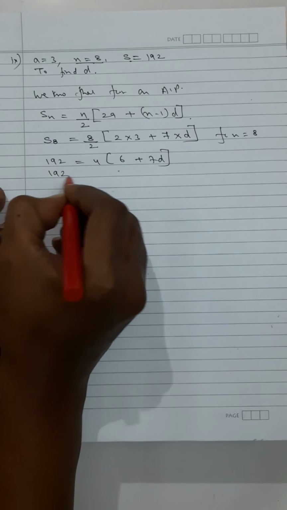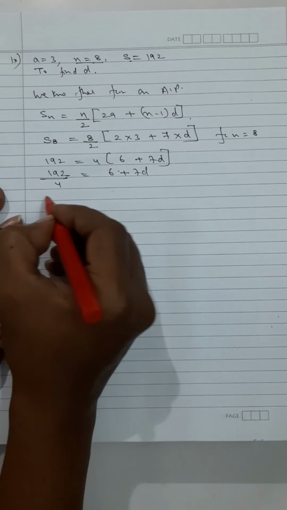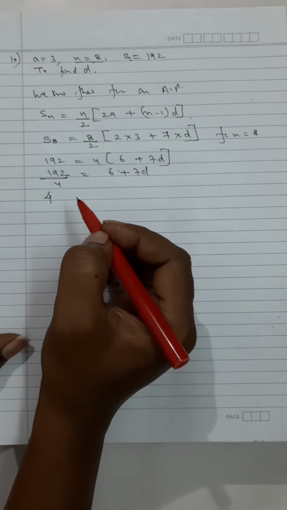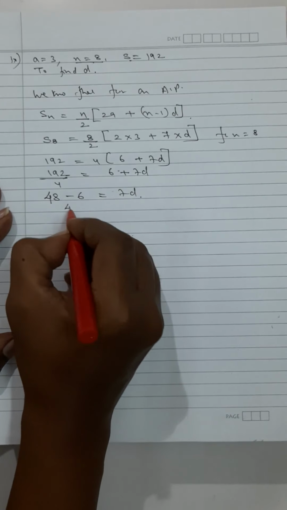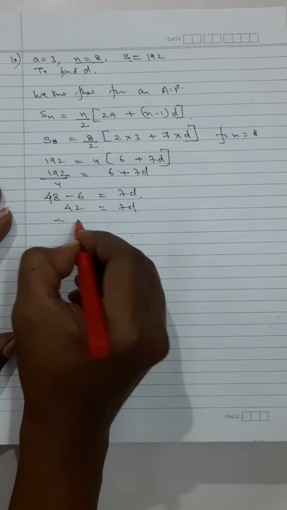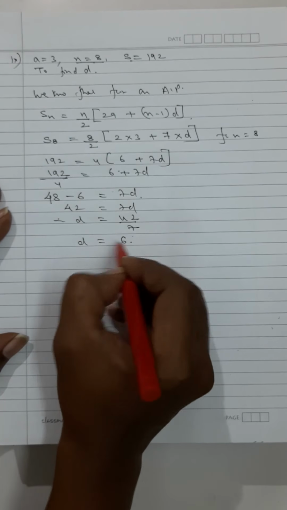4 shifts over here. 6 plus 7d. 4 eights are 32, minus 6. This will be 42 is equal to 7d. Therefore d is equal to 42 upon 7. Therefore d is equal to 6.